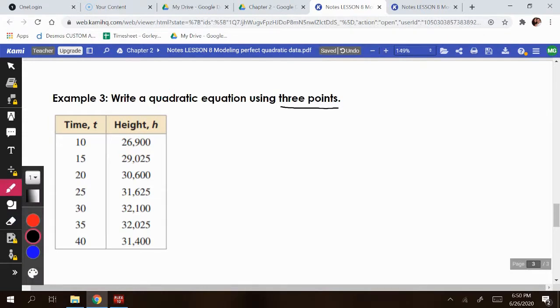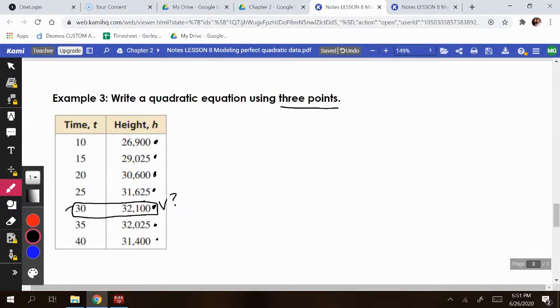Let's talk about why we wouldn't use vertex form. Remember, the vertex is the highest or lowest point on the graph. So if I look at my y values, it looks like starting here, my y values start to go up. They're getting greater and greater until I get to 32,100, and then it starts to go down again. So if I was going to guess at the vertex, I might guess this.